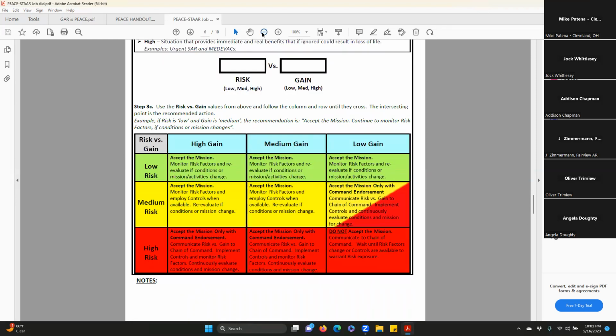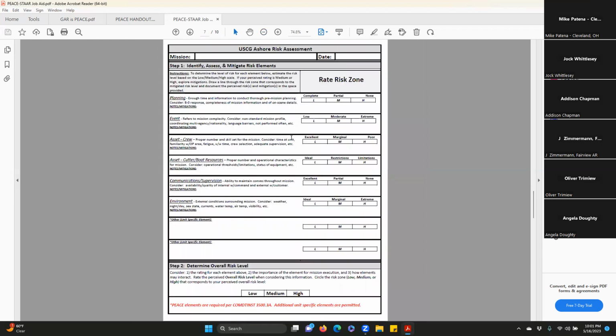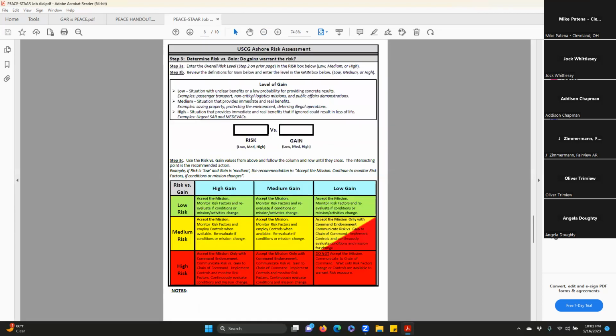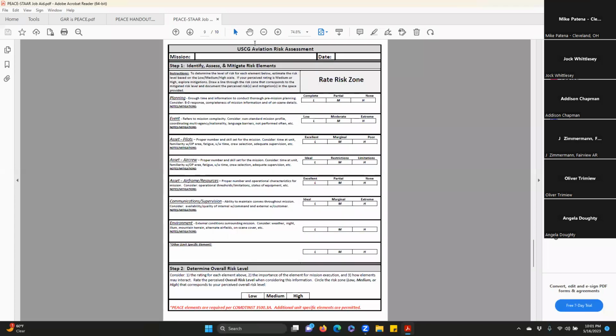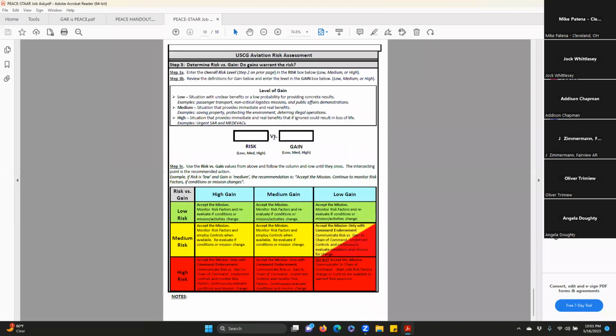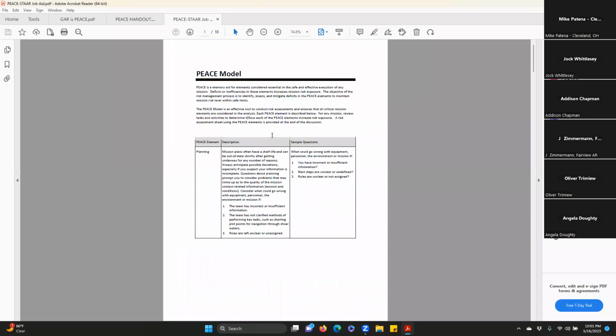So let me kind of minimize this a little bit. So you've got your ashore assessment, so you can do it when you're on shore. You can do them when you're doing aviation risk assessment. So I'm air crew. I'm not a good boat person. I throw up just looking at them. So this is what we use when we fly. We use all this stuff here. Same stuff, but it's all based off of low, medium, high.